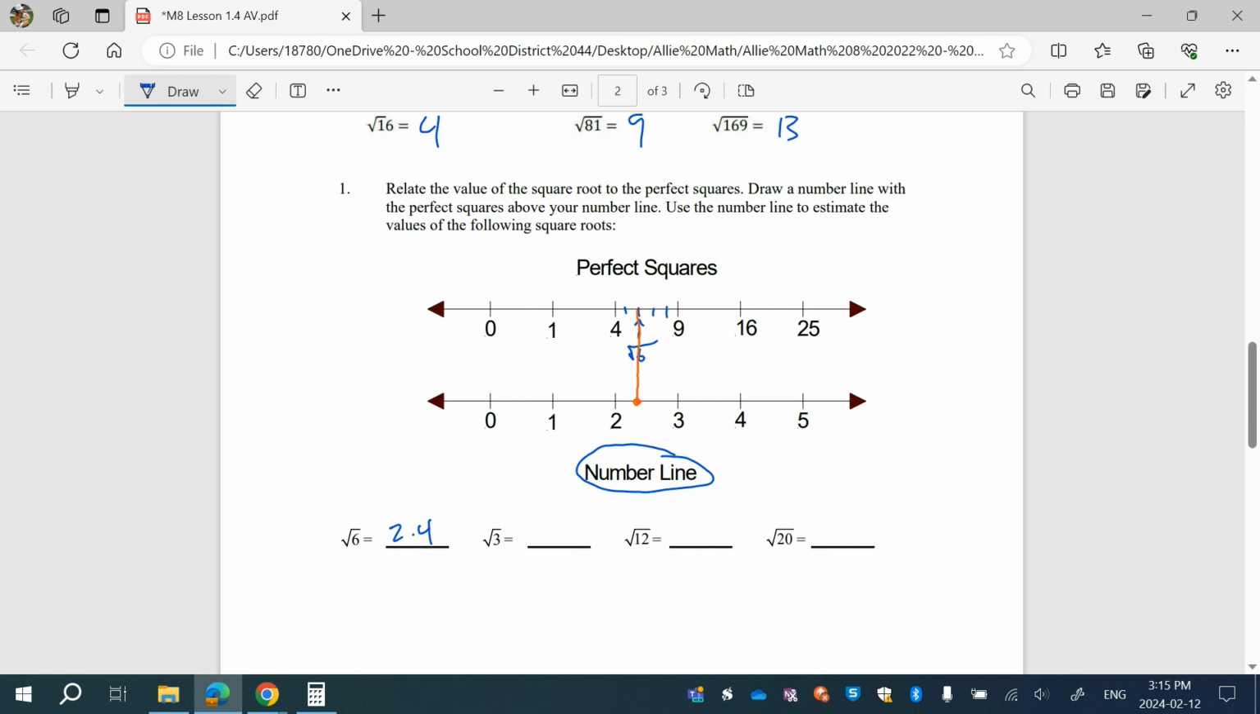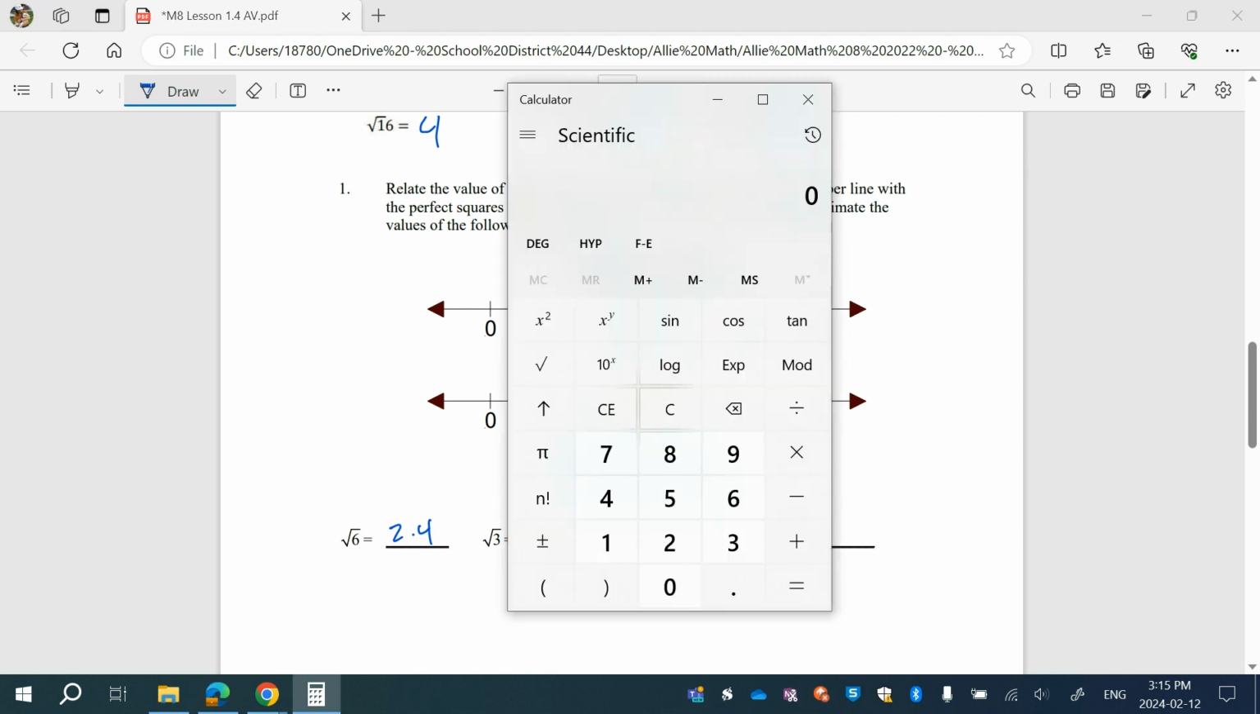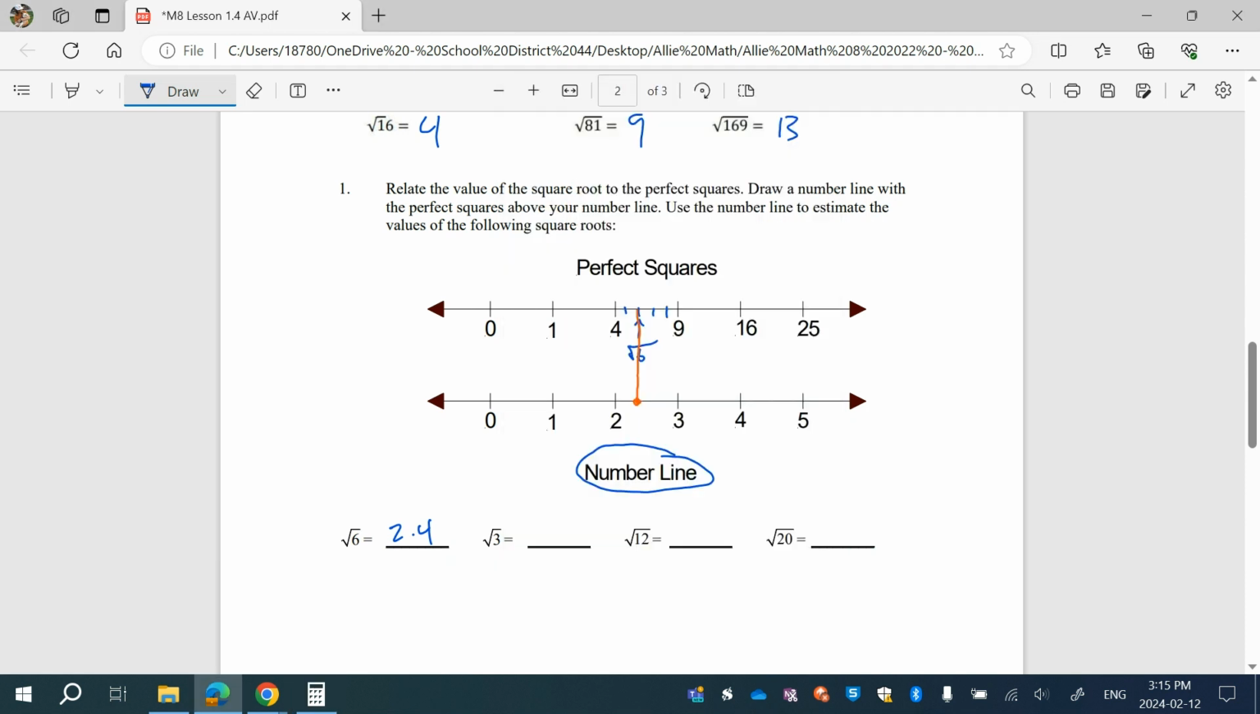Okay. Let's see, I can check. How close am I? I'm not too sure. 6 square root, 2.449. Okay, not bad. Actually, I guess it would round to 2.4. Let's try the square root of 3.